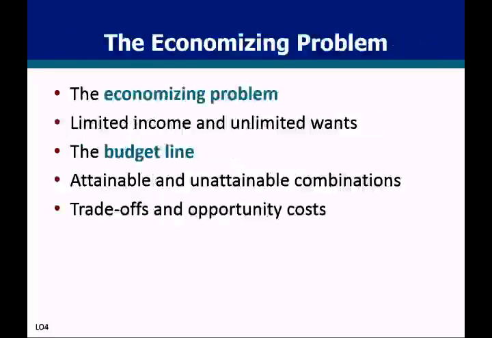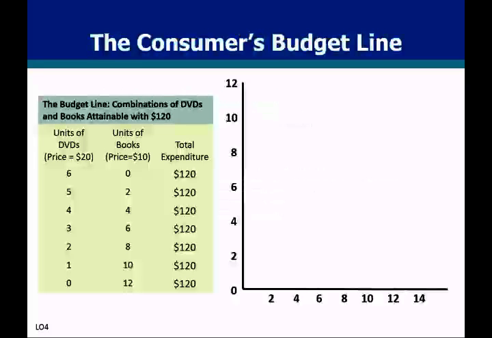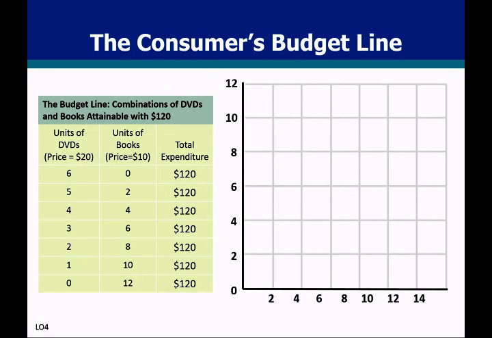Turn in your book, if you have it, to page 10. I want to talk about the budget line. Not real challenging. Basically, what we're looking at on page 10, figure 1.1, is a budget line. How many DVDs and how many books can we buy? We have a budget. The budget in this problem is $120. So we have $120. How many of each unit will we buy? How many DVDs? How many books? Okay?